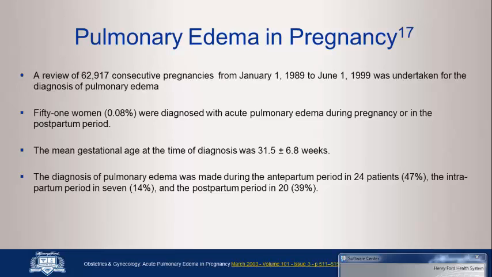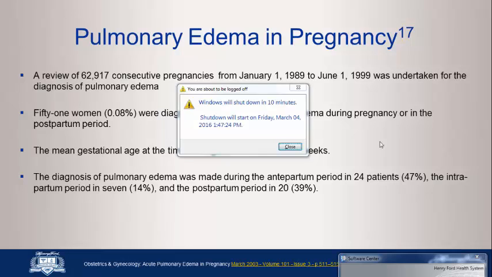So, pulmonary edema in pregnancy. This is a review study of 62,000 pregnancies from 1989 to 1999. I looked in the chart for a diagnosis of pulmonary edema to see the different causes of pulmonary edema in pregnancy. The mean gestational age at which pulmonary edema occurs is 31 plus 6 weeks, so the third trimester is the most common time for pulmonary edema.